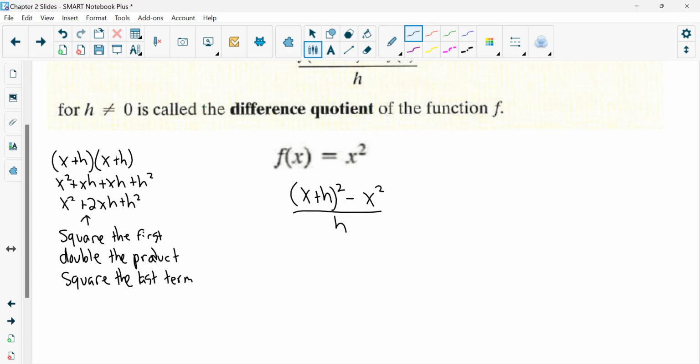Okay, again, we did that before. We talked about it yesterday also. So that's what this x plus h quantity squared is going to be: x squared plus 2xh plus h squared. Then we're subtracting x squared from it, and then we're dividing that by h. All right, in this case, we have x squared minus x squared, so that's going to cancel out. We have 2xh plus h squared, all over h.